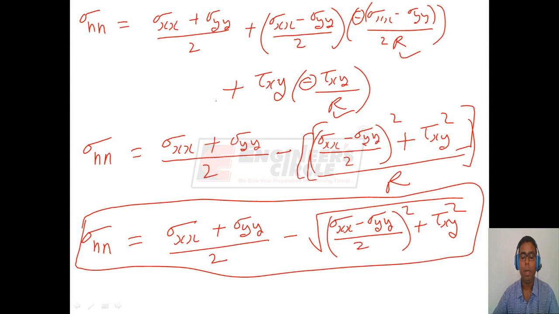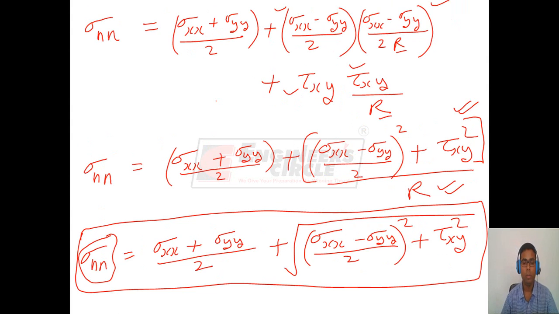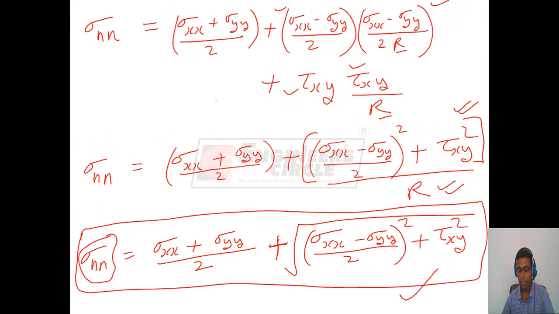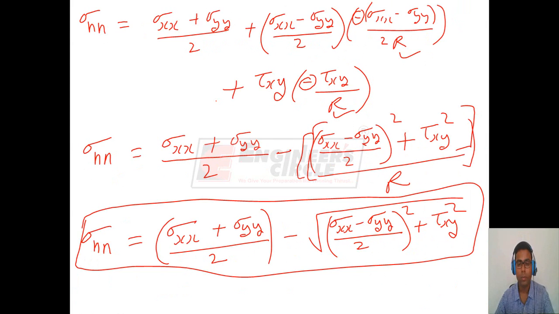Now if we compare the two values of normal stresses that we have got at point A, this was the previous one, we will see that it is sigma xx plus sigma yy by 2 plus under root of this entire term, and the other value is sigma xx plus sigma yy by 2 minus this entire term. So obviously out of these two values of normal stress, this one is the maximum value of normal stress and this one will be the minimum value of normal stress.